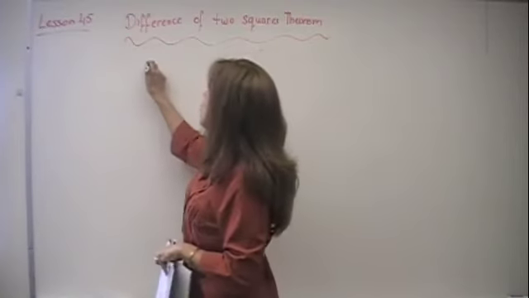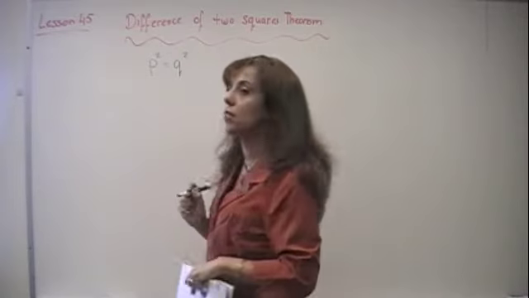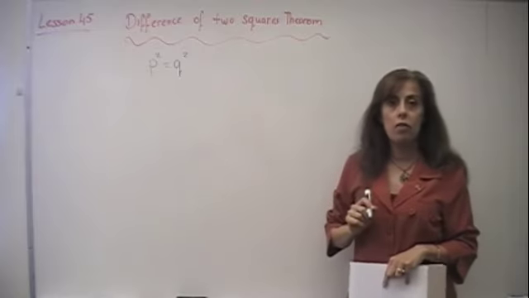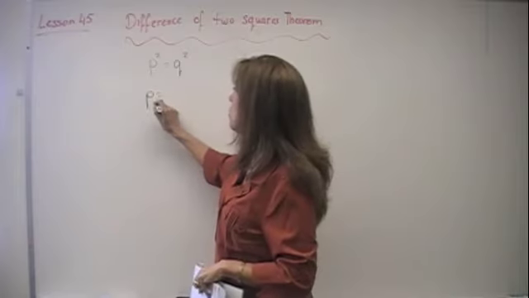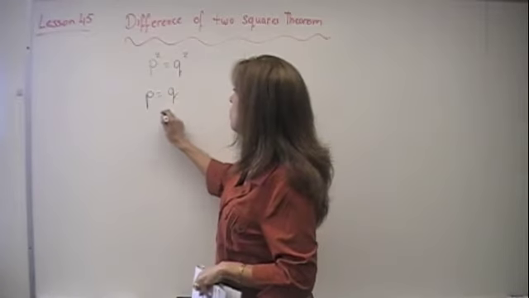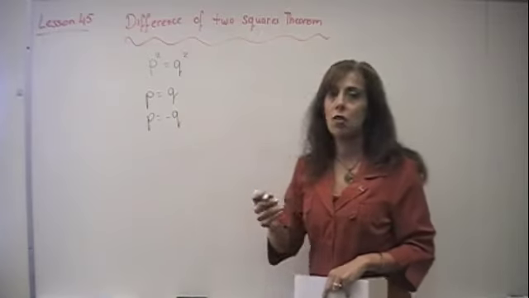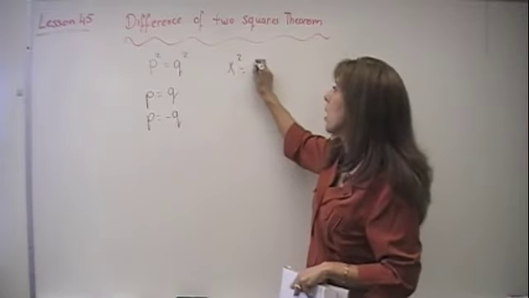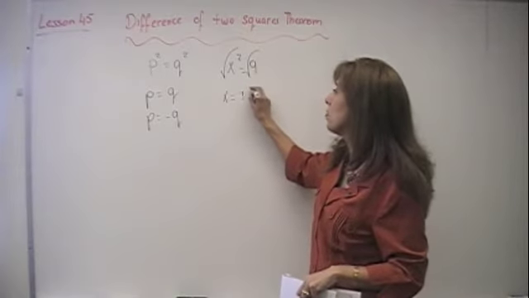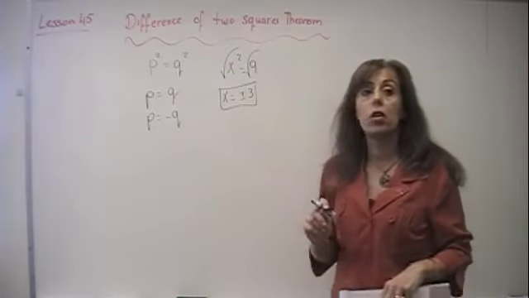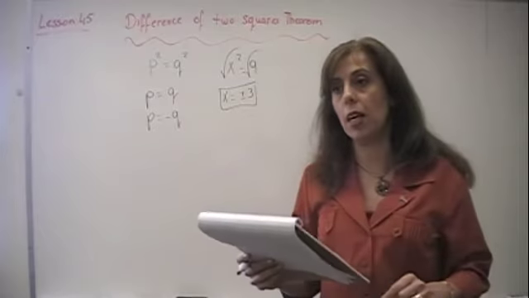If I say I have p squared equals q squared, if I want to square root both sides, my answer would be p equals q and p equals negative q. I'll give you an example. If I have x squared equals 9, I want to square root both sides, my x will equal positive negative 3. Because positive 3 times positive 3 will be 9. Negative 3 times negative 3 will be 9.